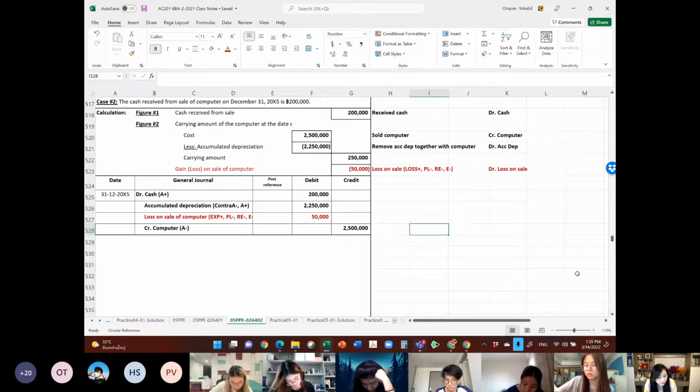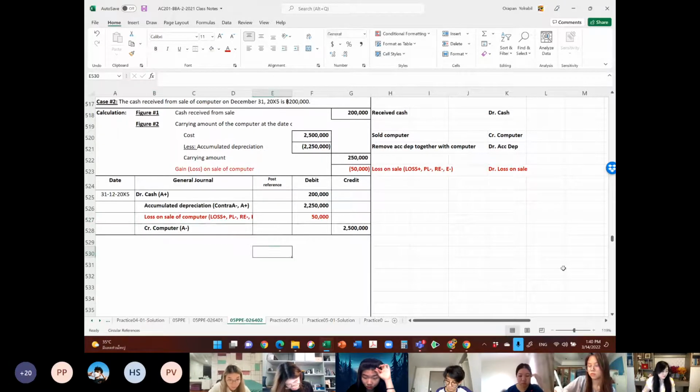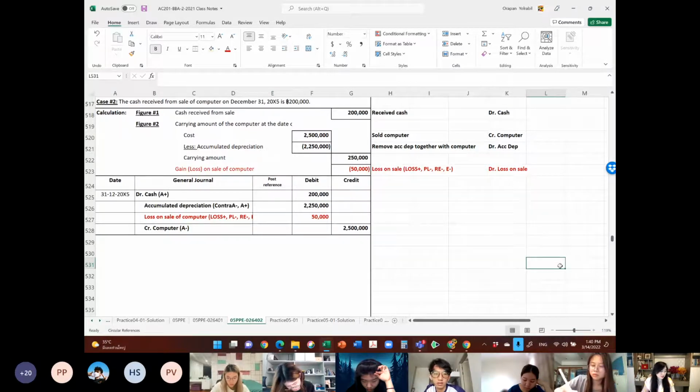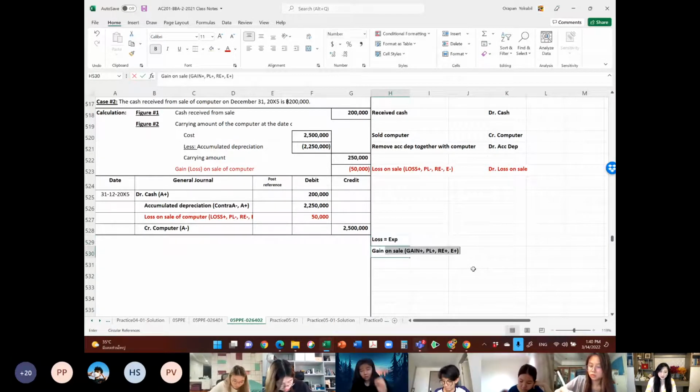Why is the loss of the computer an expense? You can say loss, same thing, expense and loss. Loss and expense, gain and revenues, they basically have the same treatment.